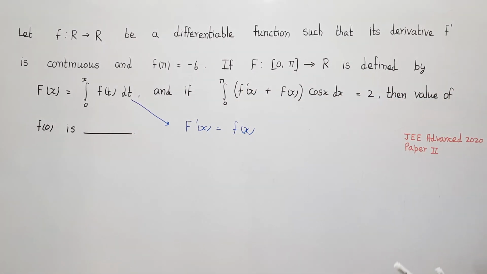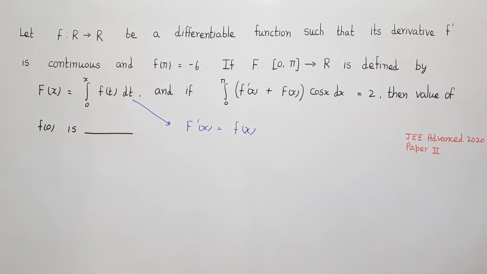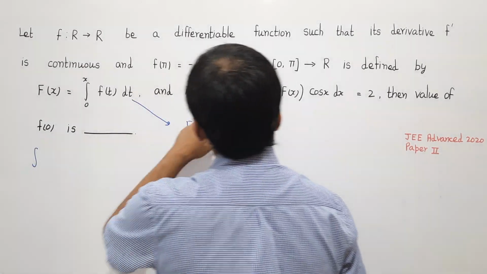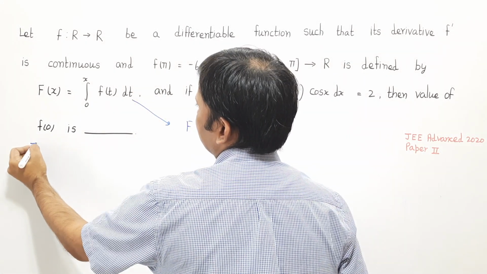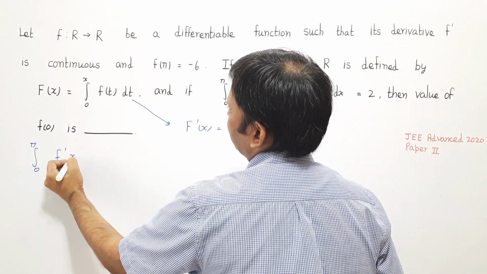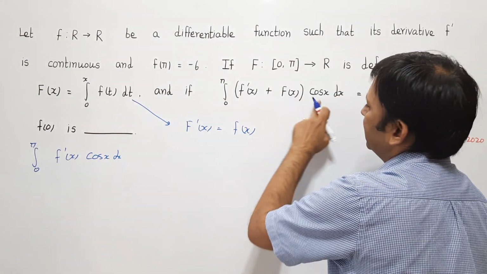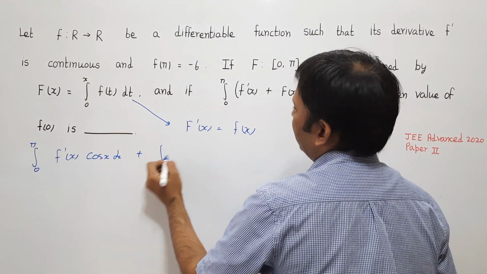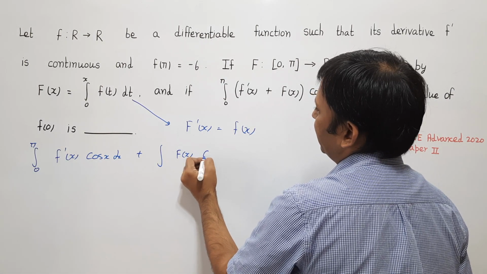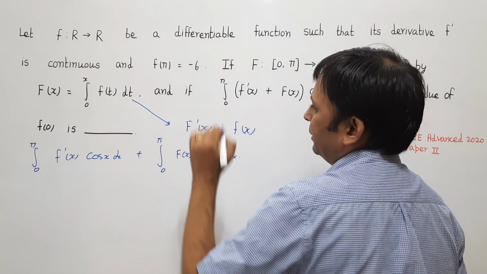Before that, we will first separate f dash x and capital Fx. So what we get is the integral from 0 to pi of small f dash x into cos of x, plus the integral of capital Fx multiplied by cos of x with respect to x, from 0 to pi limits.